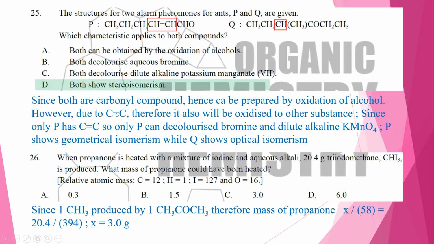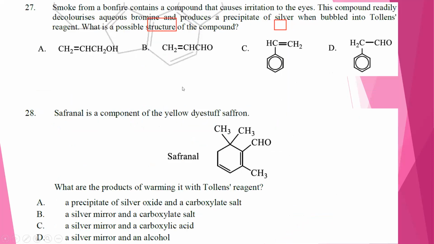Then 26. When propanone is heated with a mixture of iodine and alkaline solution, 20.4 grams of triiodomethane is produced. What is the mass of propanone? So we say that since one carbonyl reacts with one ketone, the mass of propanone X divided by 58 equals 20.4 divided by 394. So X is equal to 3.0 grams. So the best answer in here will be C. Okay, so that is for question number 26. Okay, immediately we go to 27.